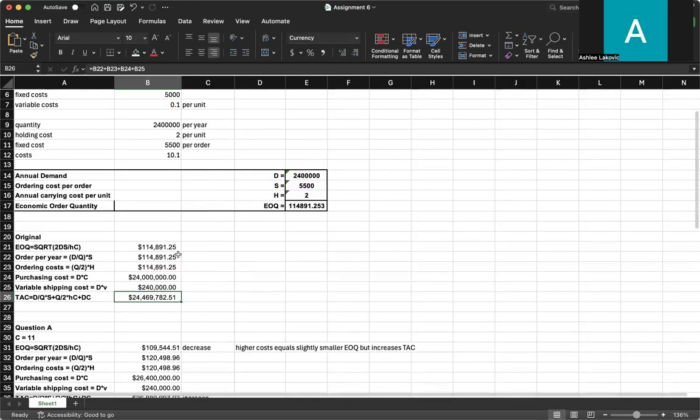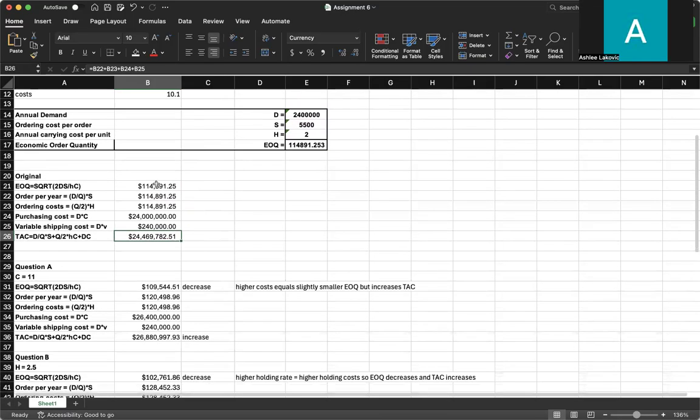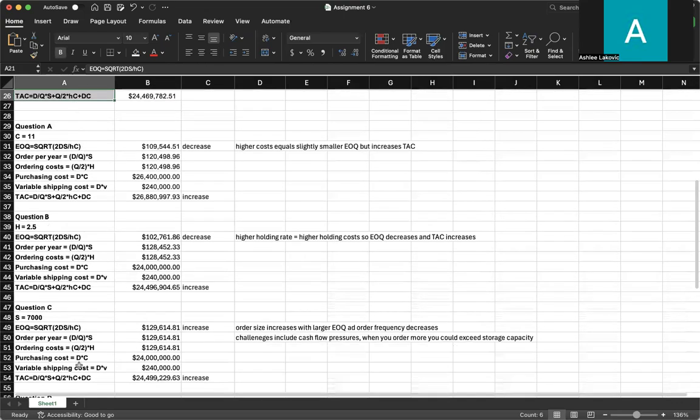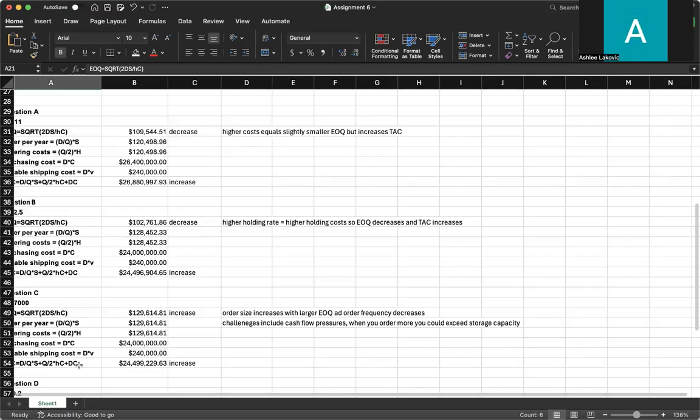So all of that combined together is 24 million, or close to 24.5 million. So using all of these equations, we're going to go through each question down here.